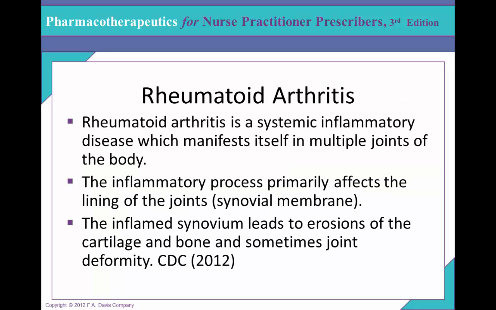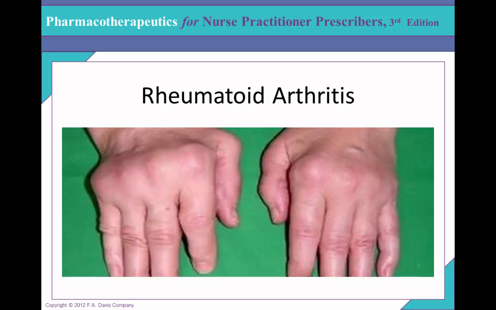Now let's talk about rheumatoid arthritis. If you remember, it's a systemic inflammatory disease which manifests itself in multiple joints. It's an autoimmune disorder, primarily affects the synovial membrane and produces erosion of the cartilage and bone, producing deformities. If you recall, you have the swan-neck deformity.